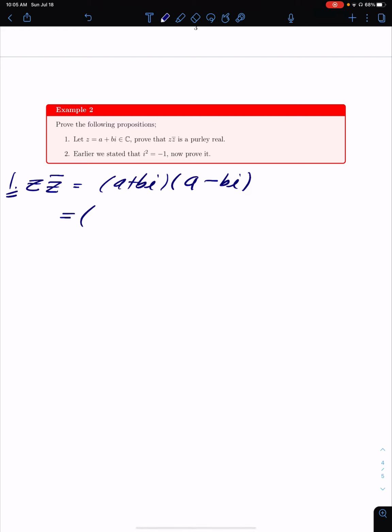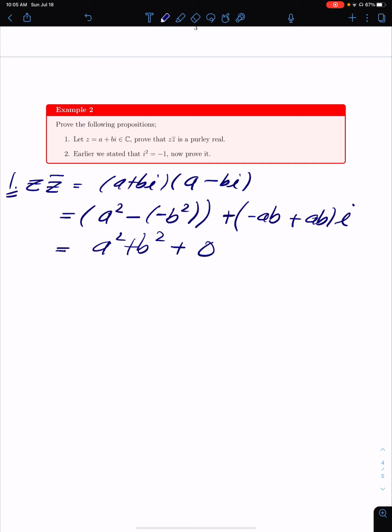And using our multiplication formula, this is a squared minus negative b squared, plus negative ab plus ab i. This ends up being a squared plus b squared plus 0i. And 0 times i is a nice unique property. 0 times i is 0.